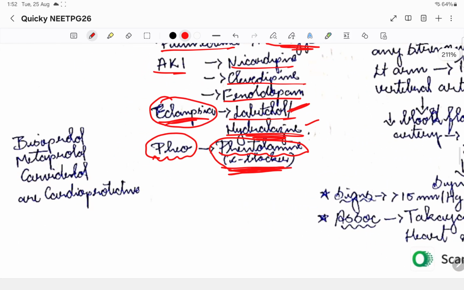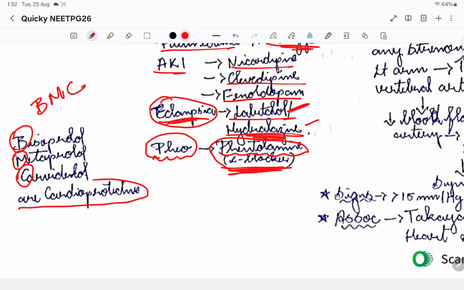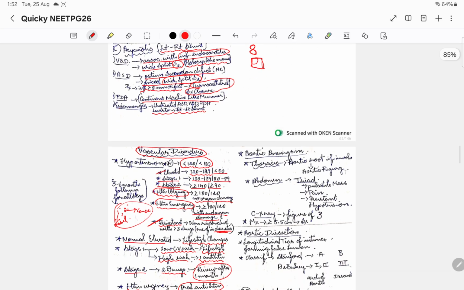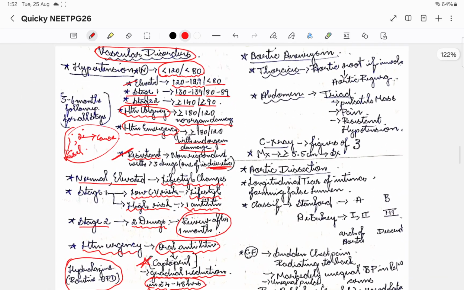Please remember BMC with respect to antihypertensives. BMC, Bangalore Medical College, that is bisoprolol, metoprolol and carvedilol. Okay, so these are cardioprotective drugs, cardioprotective antihypertensives. Okay, so then we are done with hypertension. So this is how we do it.